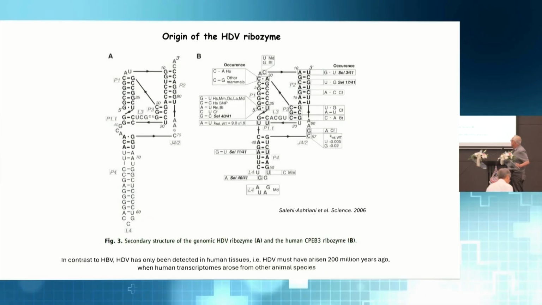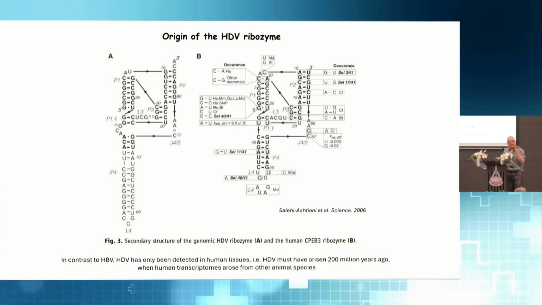And what has been known since 2006, from a paper in Science, is that when you look at the RNA structure of hepatitis delta virus, you see that it folds into a ribozyme that looks very much like an RNA sequence that is encoded in a human mRNA encoding the CPEB protein. And what you can see, all these interactions are very, very conserved.